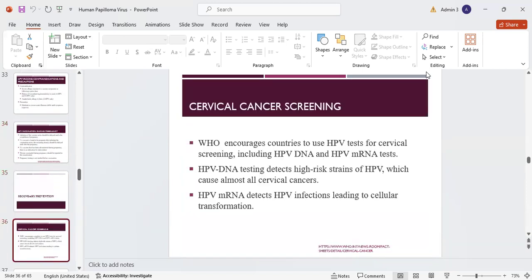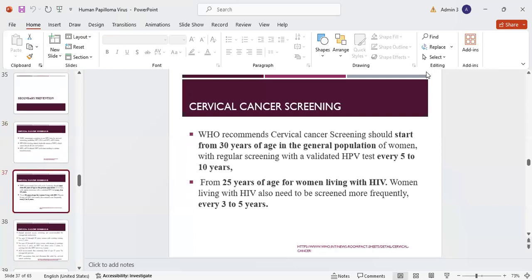Secondary prevention. Cervical cancer screening. WHO encourages countries to use HPV tests for cervical screening, including HPV DNA and HPV messenger RNA tests. HPV DNA tests detect high-risk strains of HPV, which cause almost all cervical cancer. HPV messenger RNA tests detect HPV infection leading to cellular transformation. WHO recommends that cervical cancer screening should start from 30 years of age in the general population of women, with regular screening with a validated HPV test every 5 to 10 years.